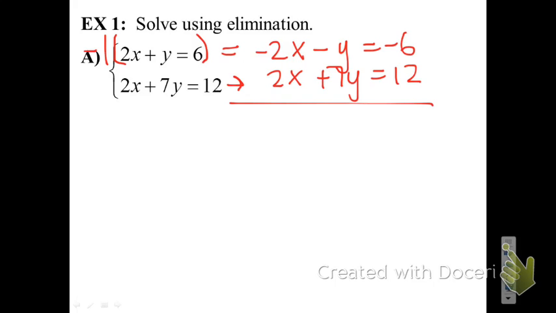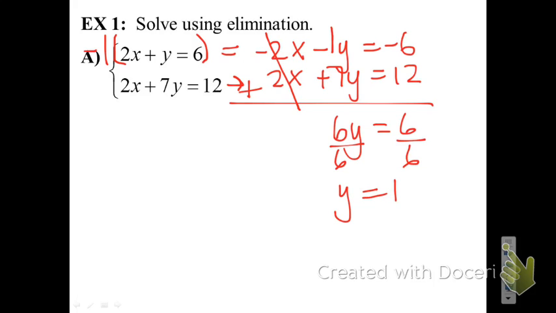And then from here, I just say add. Some teach that you can just subtract, but I always like to create opposite coefficients and then just add. So when we add the negative 2 plus 2, this eliminates itself, and then you get a negative 1y plus 7y is 6y, and then negative 6 plus 12 is 6. And from here, this is step 3 that says solve the remaining variable. We divide both sides by 6, and y equals 1.